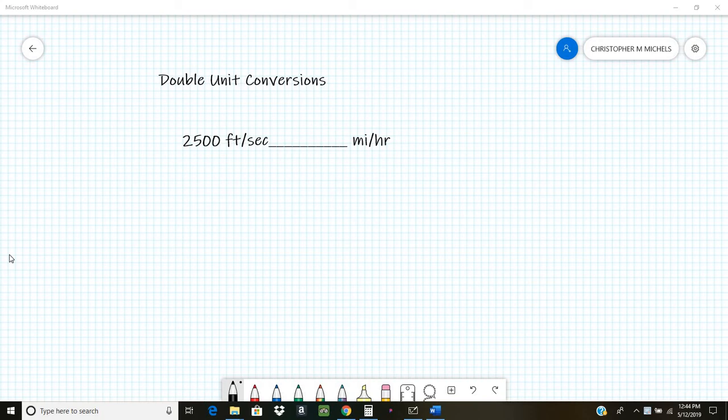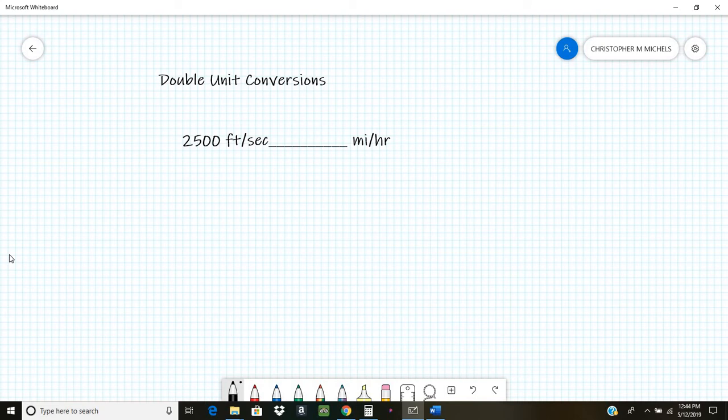When you're converting this, it's important to take note of everything that's changing. Feet needs to become miles, and seconds needs to be changed into hours. Make sure you pay close attention to everything that needs to be changed, because sometimes they can trick you and say, just change the top units, but don't change the bottom units. We'll look at an example of that too.